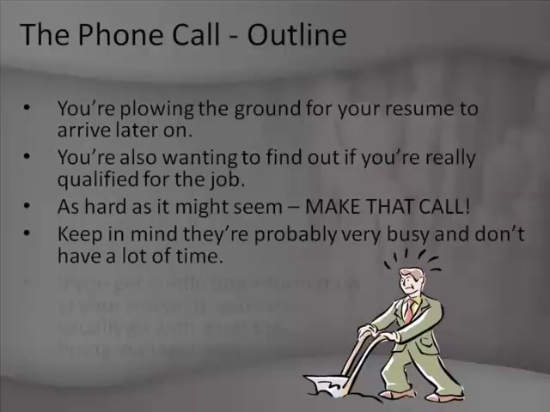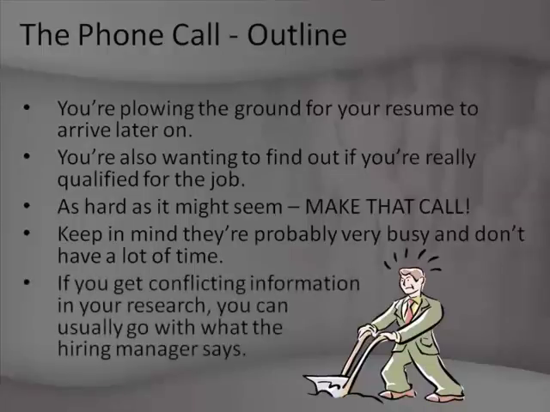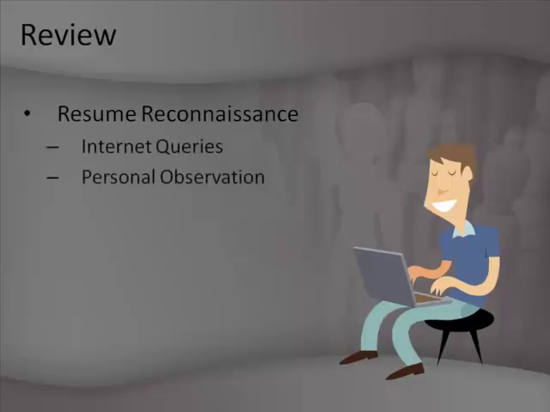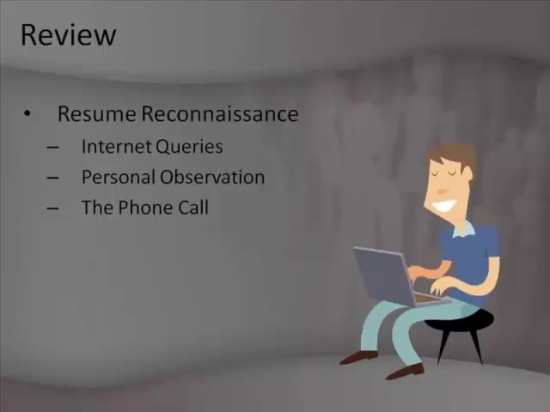And I briefly mentioned a moment ago, if you do get any kind of conflicting information while you're doing your research, you can usually go with what the hiring manager says. And that's all there is to it. Resume reconnaissance. It's made up of 3 tasks: internet queries, personal observation, and the phone call. Realistically, you could probably get this done in a couple hours. And after you're done, you'll know everything you need in order to understand your student, which is the hiring manager.